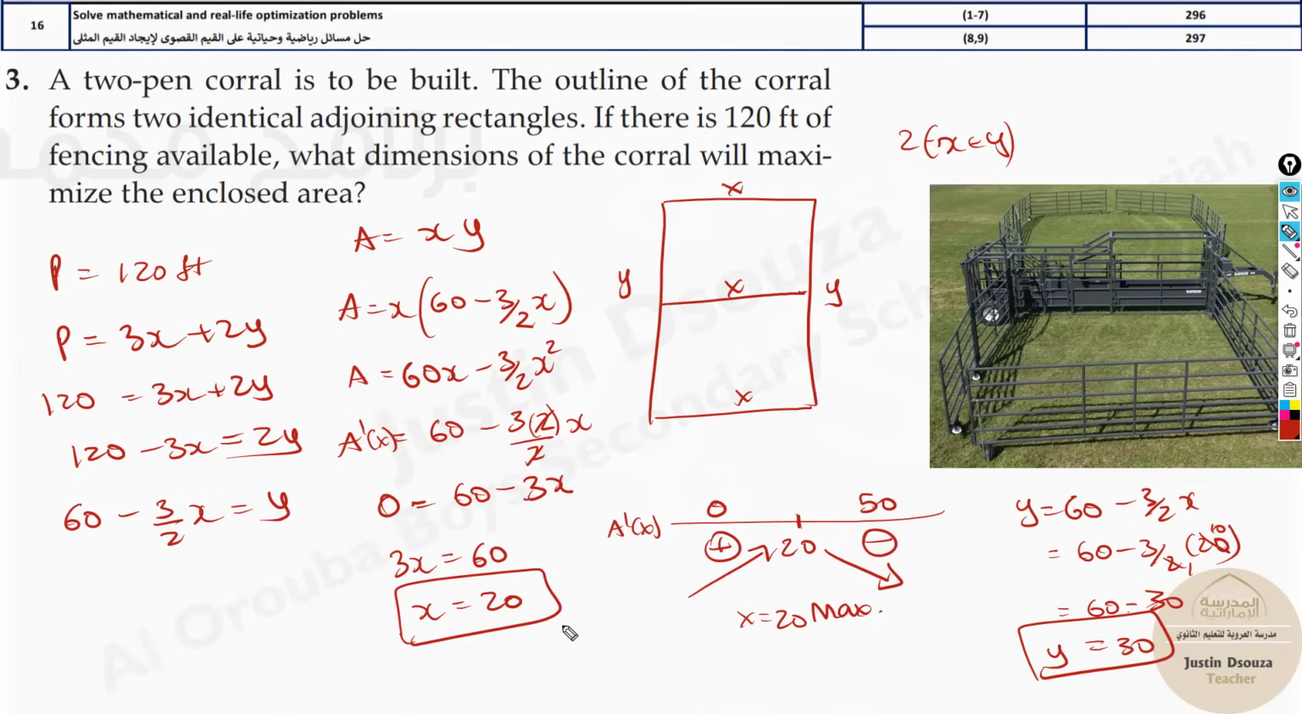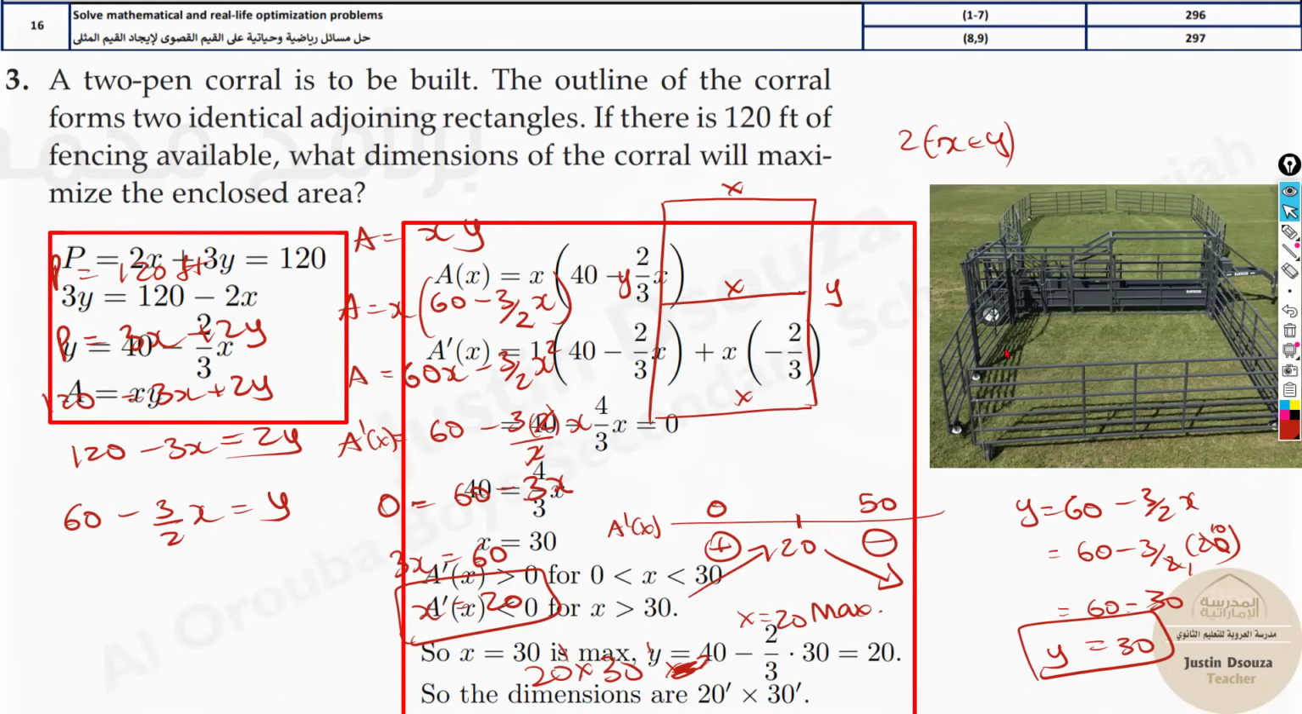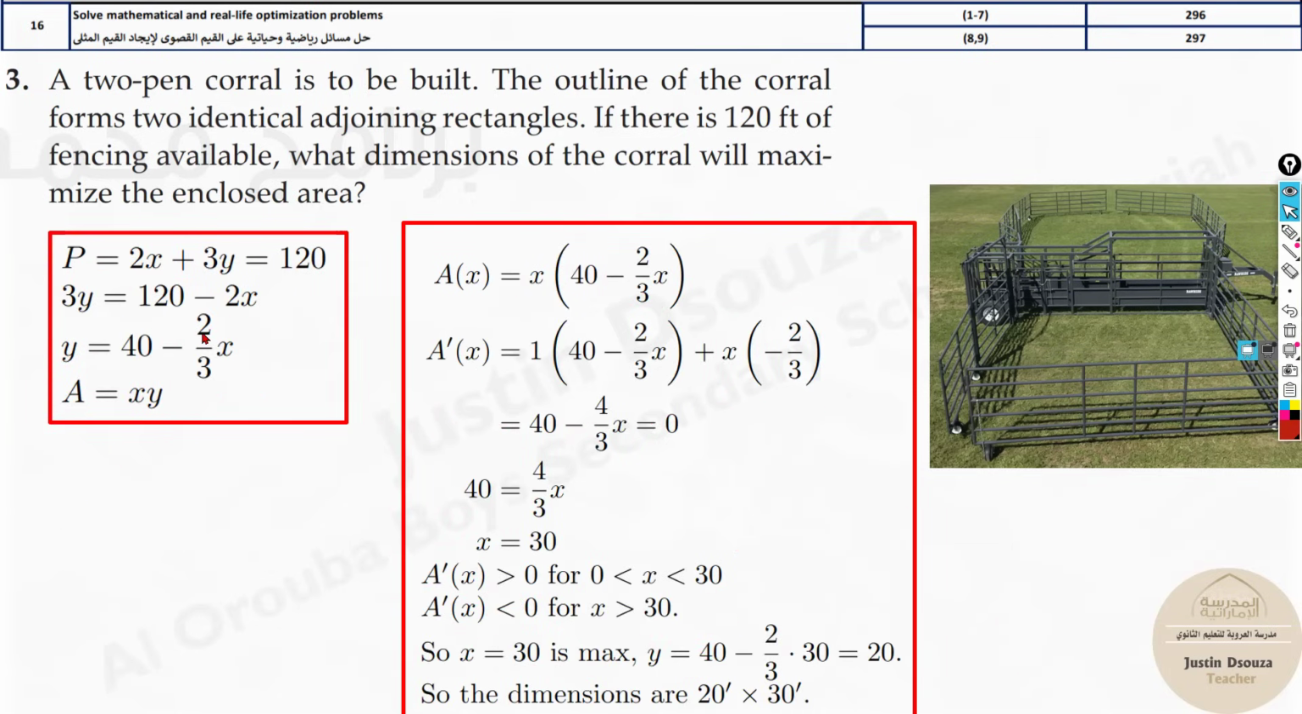So you will have maximum area when the dimensions are 20 feet by, sorry, x is 20. It's 20 by 30 feet. Okay, 20 feet by 30 feet. So that's the answer. So this is how we solve this problem over here. And let's just look into the solutions as well. Yeah, everything is right.